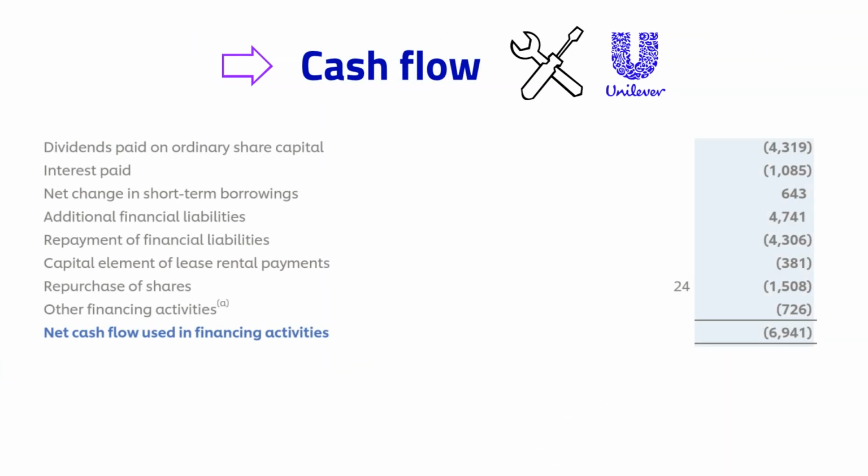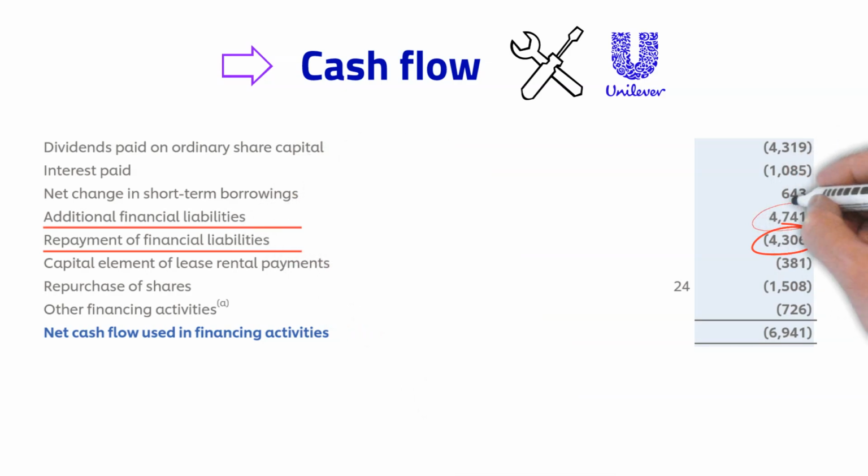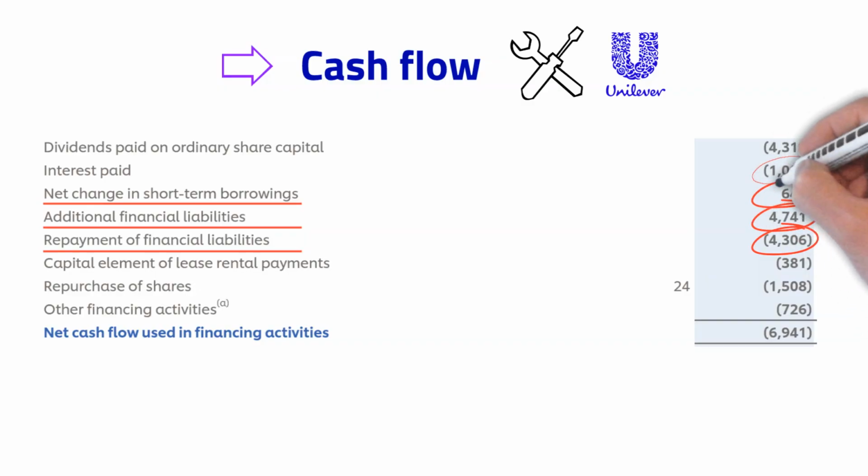In the cash flow, loans and borrowings are shown in the financing activities. Here, we see that Unilever repaid 4.3 billion of financial liabilities, but overcompensated that by taking new ones of 5.4 billion, including 643 million of short-term borrowings. Also, they paid 1.1 billion of interest in 2024.